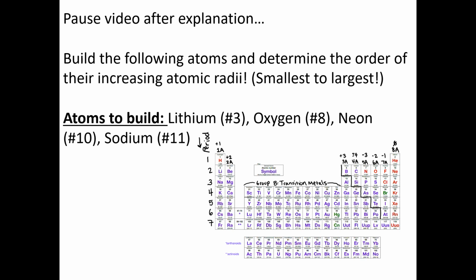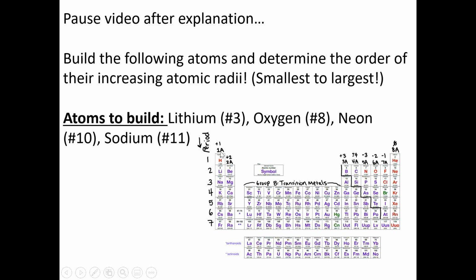All right, so let's test you out. Draw the following atoms and determine the order of their increasing atomic radii. So I want you to list them from smallest to largest. So the atoms that you're going to build are lithium, oxygen, neon, and sodium. So most are in period 2, and one is in period 3. And so by building these, I really mean draw.